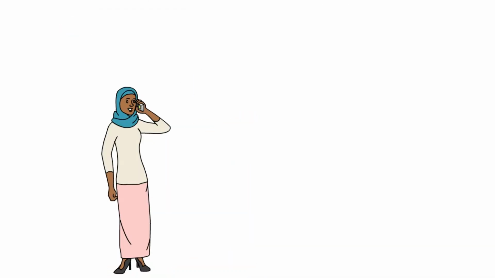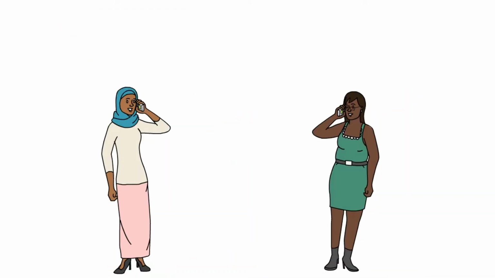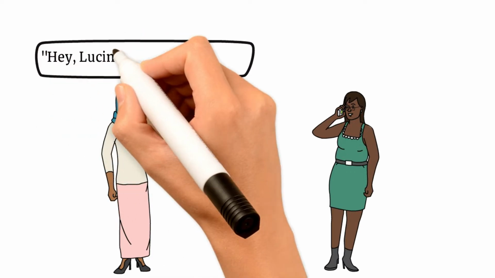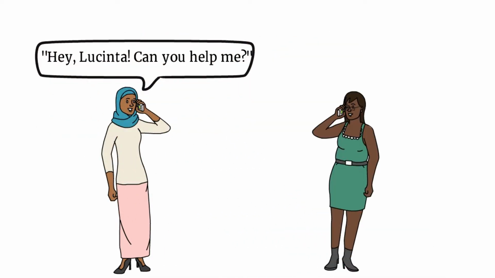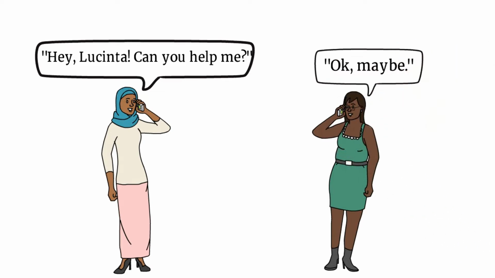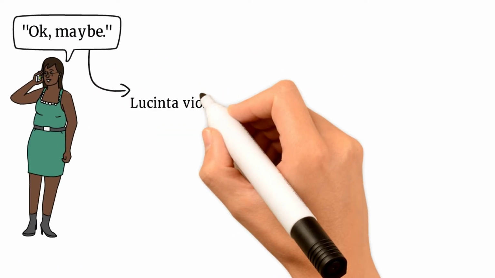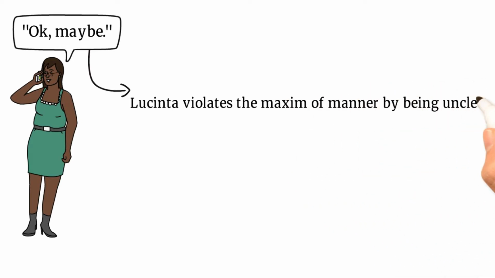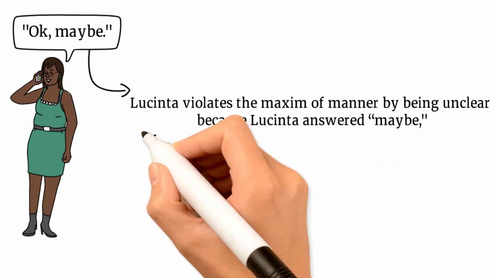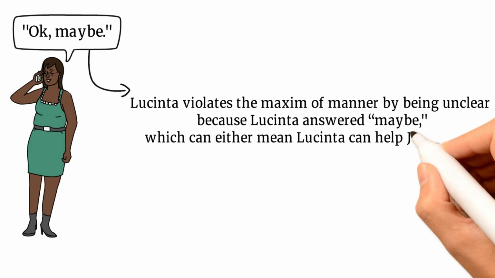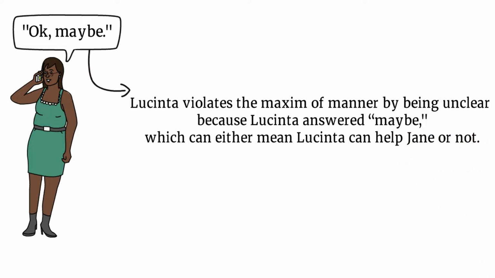In the second conversation example, Jane asks Lucinta whether she can help her or not. Lucinta then answers, "Okay, maybe." In this conversation, Lucinta violates the maxim of manner by being unclear because Lucinta answered maybe, which can either mean Lucinta can help Jane or not.